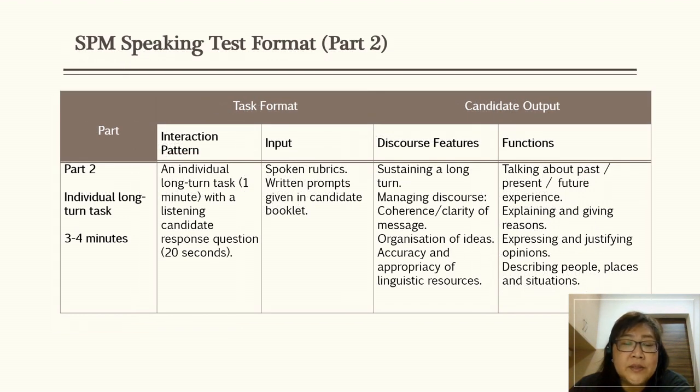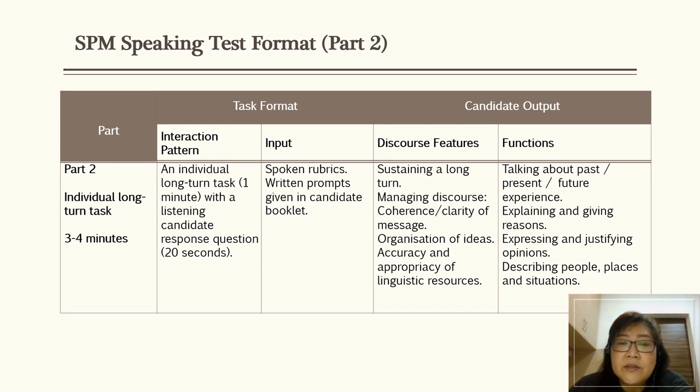Now let's look at part 2. Part 2 is the individual long-turn task. It will take 3 to 4 minutes. So the pattern will be an individual long turn. It will be 1 minute with a listening candidate. So the other candidate will respond to a question for about 20 seconds. Input here will be spoken rubrics and written prompts given in the candidate booklet.